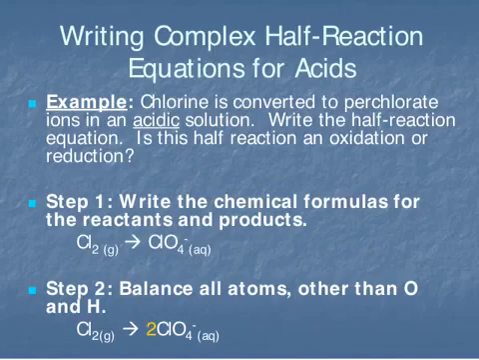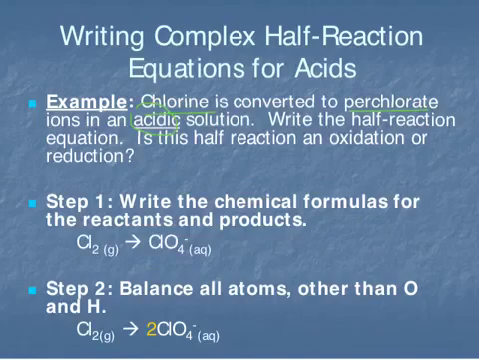Here we have chlorine being converted to perchlorate ion in an acidic solution. We're asked to find a half reaction and determine if it's a reduction half reaction or an oxidation reaction. Now the steps we're going to follow are actually quite similar to balancing redox reactions by oxidation numbers. Remember, the first part is to balance all the atoms except for O's and H's.